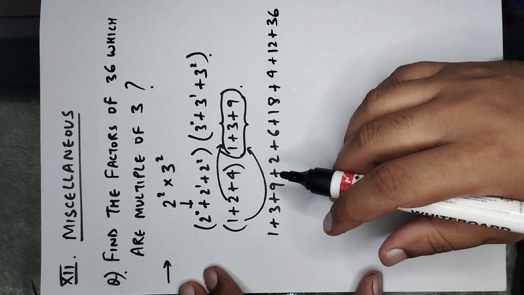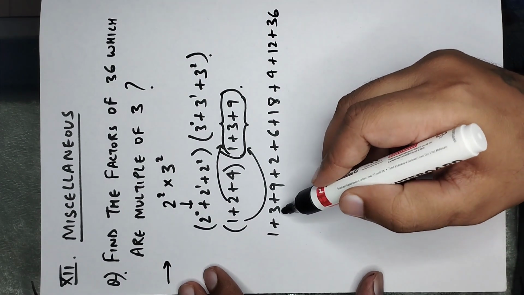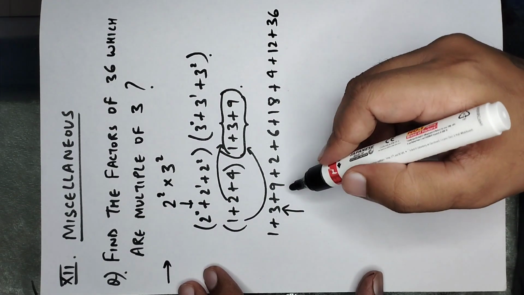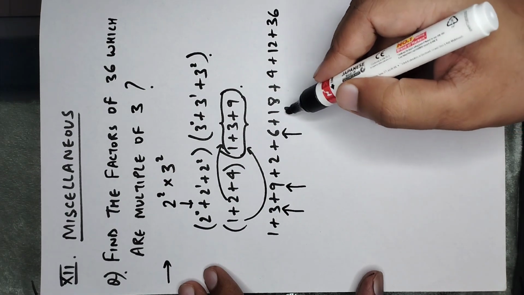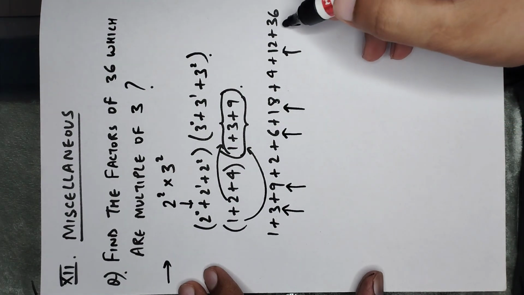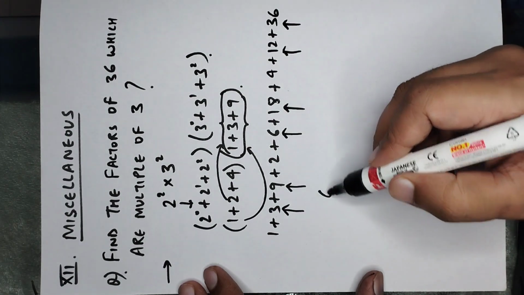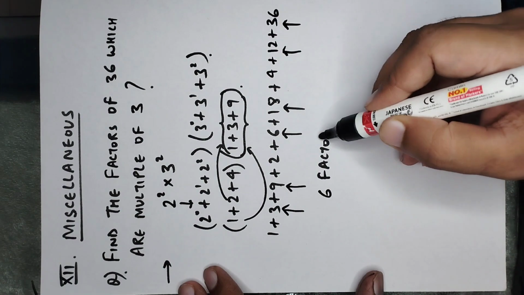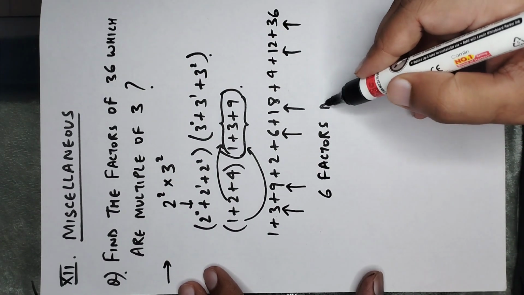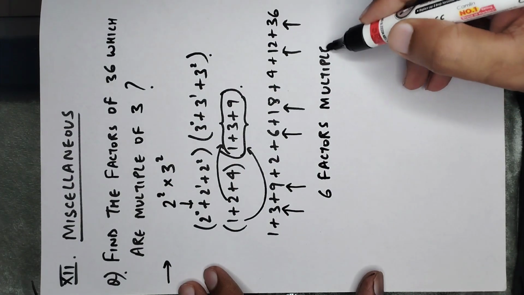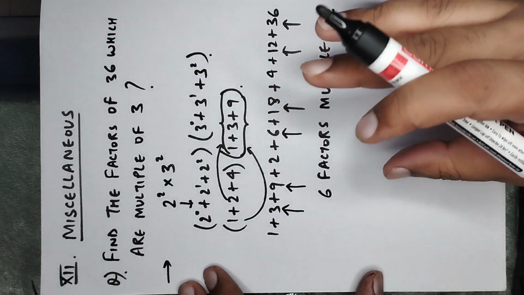Now as the question is, we have to find the factors which are the multiples of 3. Now if you see, I can say that this 3 is the multiple of 3, 9 is also the multiple of 3, then there's the 6, then 18, 12 and then 36. I can say we have 1, 2, 3, 4, 5, 6 factors which are the multiple of 3. We have 6 factors which are multiple of 3. Now this is the manual way of solving the question.